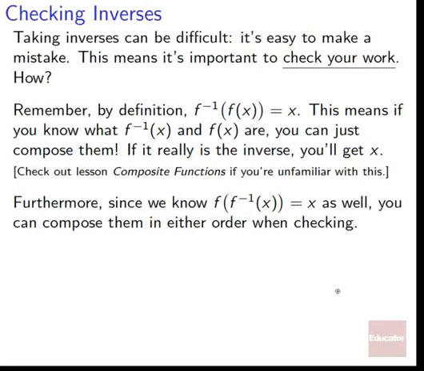Taking inverses can be difficult, right? It might seem a little confusing from what I've been saying so far, and it's an easy one to make a mistake on. This means it's really important to check your work. You really want to make sure you check your work on this. How do you do this?